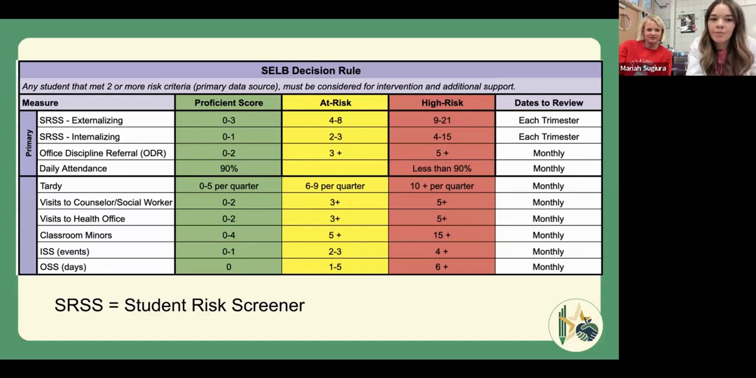So SRSS, like she mentioned, and then the office referrals, their attendance, tardies, how often they are visiting a counselor, meeting with a social worker, going to the health office, going to the nurse all the time, trying to be excused from class, that isolation as well, if we see that out at recess, and any in or out of school suspension. Those are all pretty easy measures we can get on a daily basis to help us make decisions.